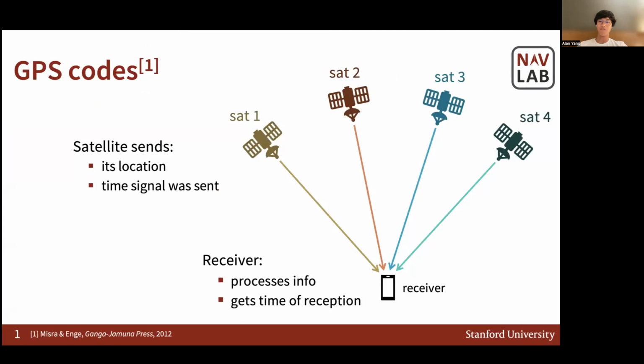We first briefly illustrate the spreading code design problem using GPS as an example. In GPS, each satellite sends its location and the time the signal was sent, and the receiver processes the information to figure out which signals came from which satellite and when the signals were transmitted. For simplicity, here we're just going to draw 4 of the satellites.